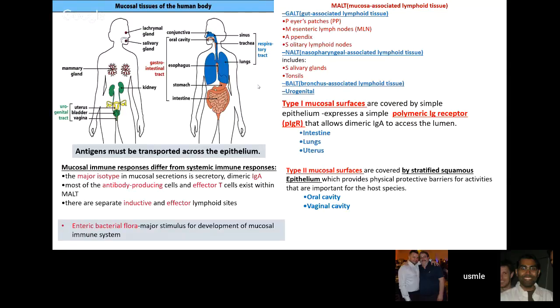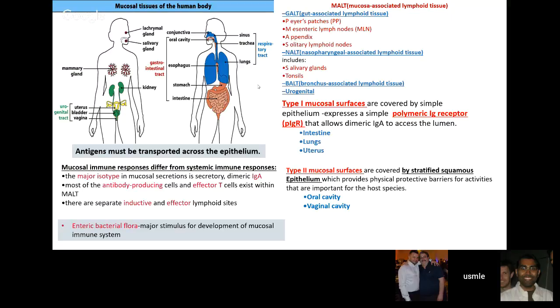So the GALT would be all the Peyer's patches, mesenteric lymph nodes, the appendix, solitary lymphoid nodules. The NALT would be the salivary glands and tonsils. And remember, for the tonsils you need to know the three types of tonsils, how they look, and their histology, which are questions. Remember, they're all the same. The difference is the tonsil has a cleft inside it, and you look at the epithelium, which is a stratified squamous epithelium, non-keratinized.